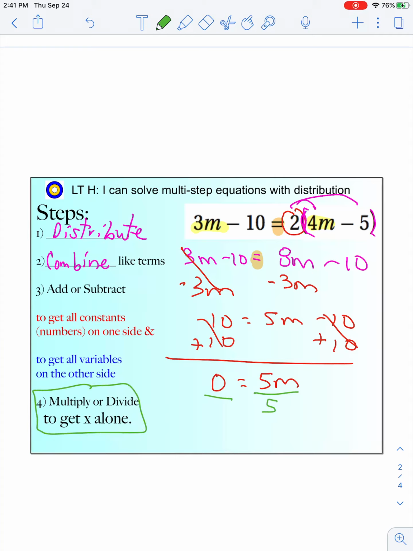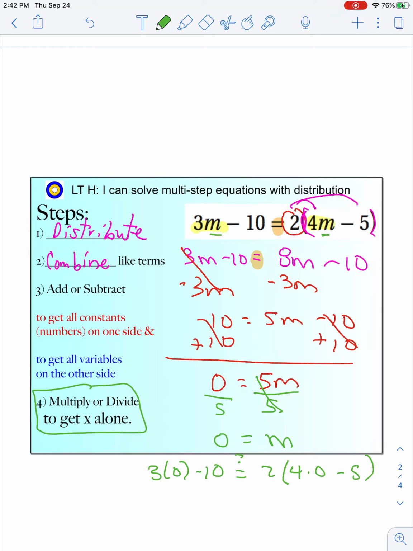So I'm going to divide each side by 5 so that I have 1m, or simply m, and 0 divided by 5 is just 0. And if you still think you made a mistake, then go ahead and plug that value in up here for your m value. If I do that, that's 3 times 0 minus 10 is supposed to be equal to 2 times 4 times 0 minus 5.